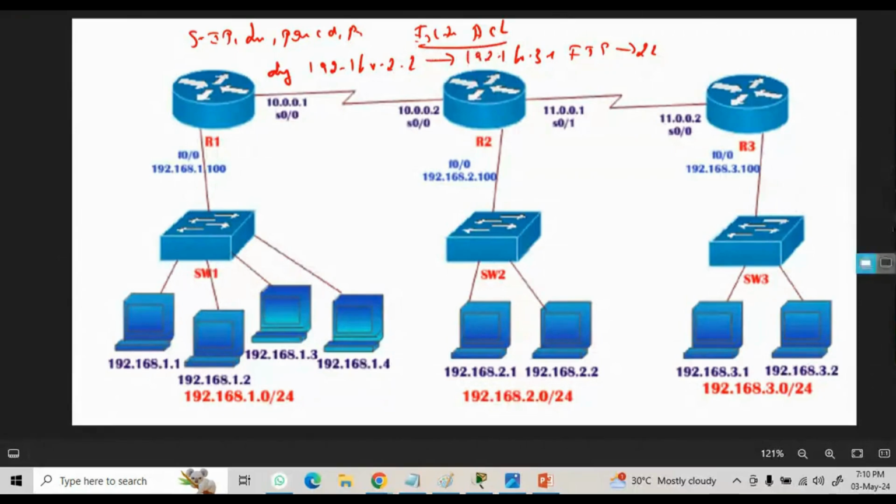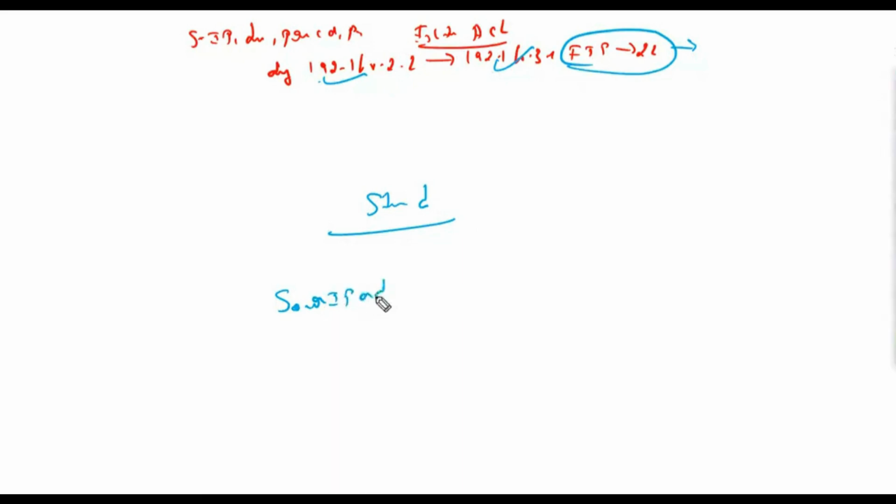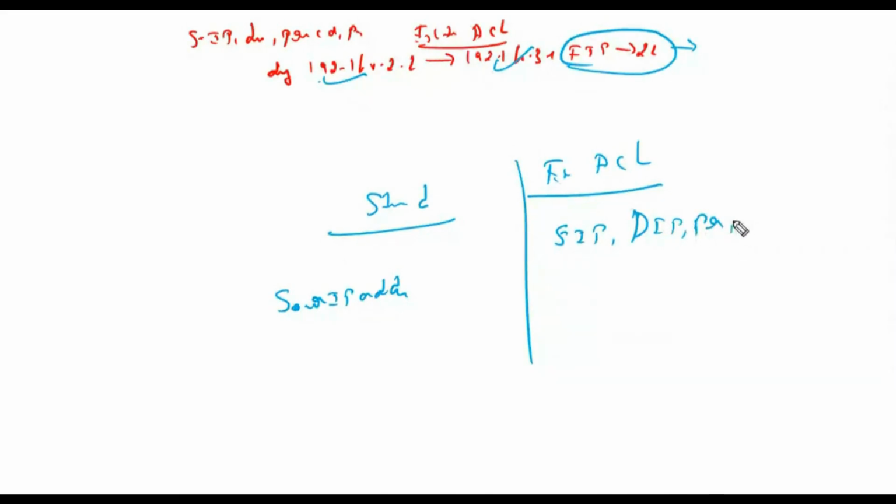Here in extended ACL, it is going to check the source IP address, the destination IP address, and which type of service you need. In standard ACL, what will happen? Standard ACL only checks the source IP address. But in extended ACL, it not only checks the source IP address, it also checks the destination IP address, protocol, and port number.